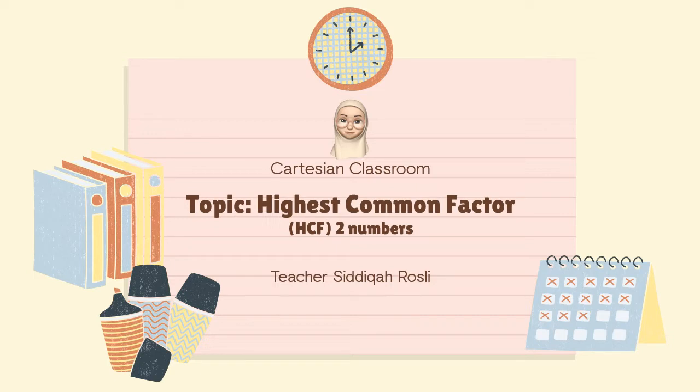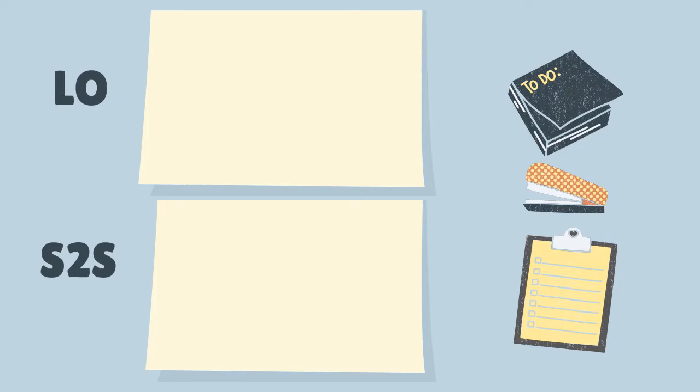Today, we're going to learn about the highest common factor, in short form HCF. We're going to be focusing on two numbers only today, and we're going to do the highest common factor using the continued division method. So, let's start.